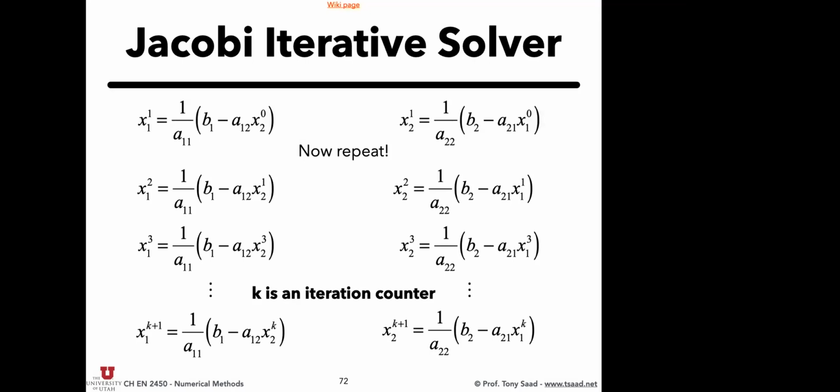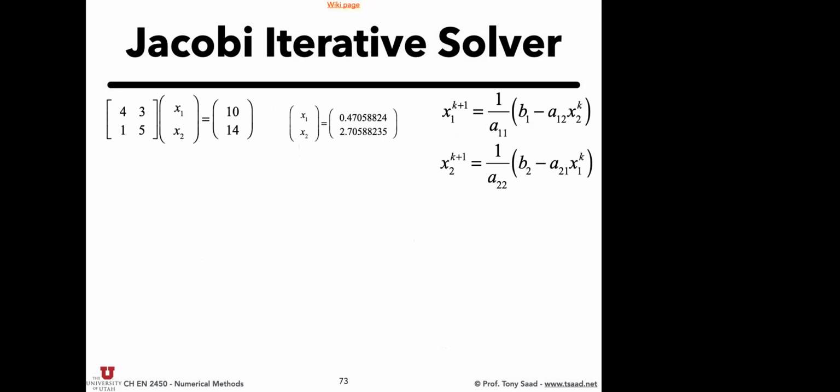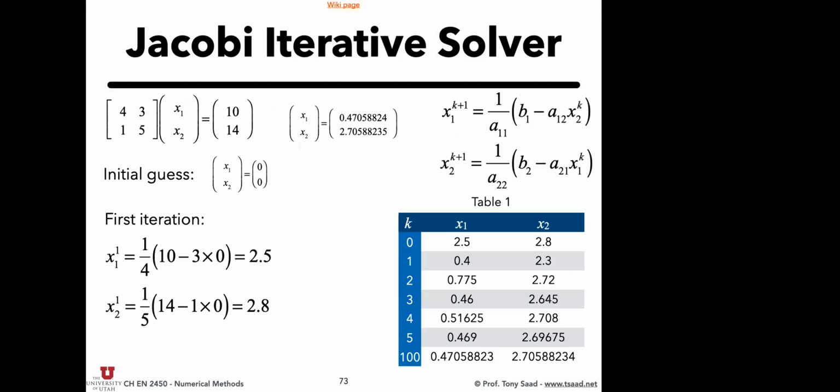just have this general formula for the k+1 estimate for the solution as a function of the kth estimate of the solution. And as you can see here, x1k plus 1, etc., is equal to something as a function of x2k, x1k, and so on.